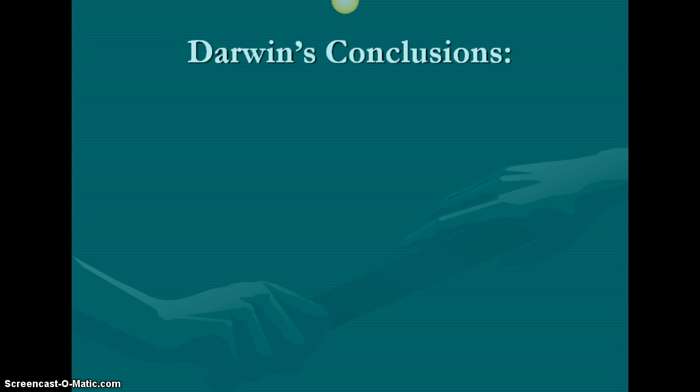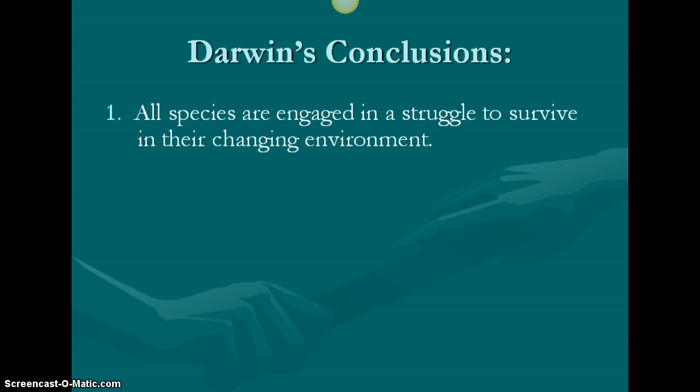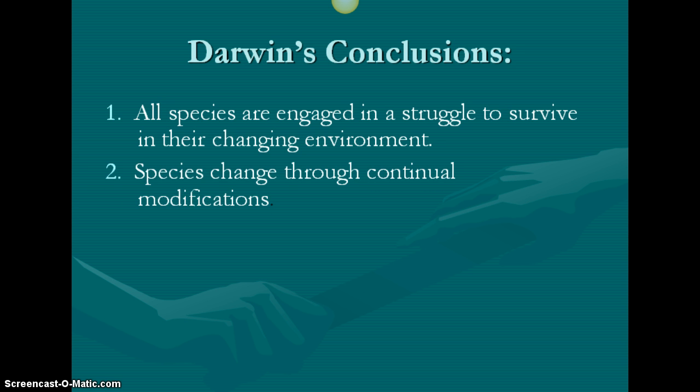So Darwin's conclusions. We have 4 to put in that space on your notes packet. All species are engaged in a struggle to survive in their changing environment. So everything is trying to survive. They're all competing for food and other resources. Number 2, species change through continual modifications. This is the entire species, not an individual. The individual can change based on what they have available to them in their genetic makeup. But overall, the species and those that are passing their traits on will change based on the genes that are available for the entire gene pool, the entire species themselves.